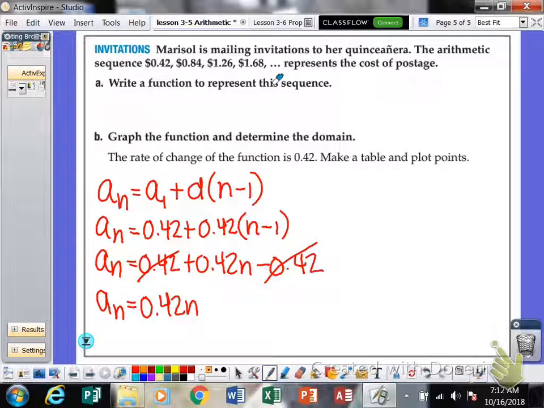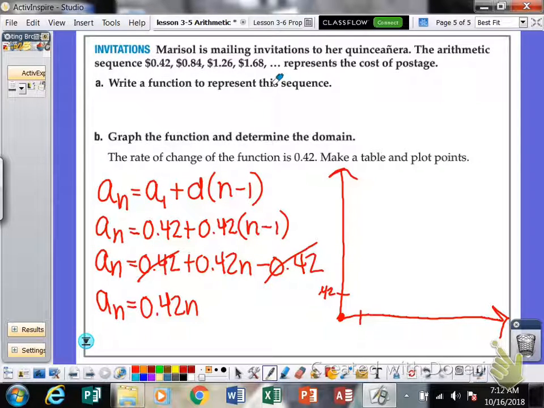Now graph the function. Okay, so obviously if we don't mail any package, we don't owe anything. If we mail one package, then we owe 42 cents. If we mail 2 packages, we owe 84 cents. 3 packages would be your $1.26. 4 packages would be your $1.68.